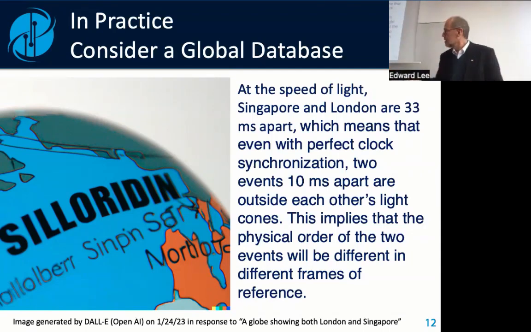By the way, just as a complete aside, I asked DALL-E 2, the image synthesizer from OpenAI, to generate an image of a globe that included both Singapore and London. And this is what it came up with. It invented a new place that is somehow a combination of the names Singapore and London, which blew my mind. But anyway, that has nothing to do with the core argument here.